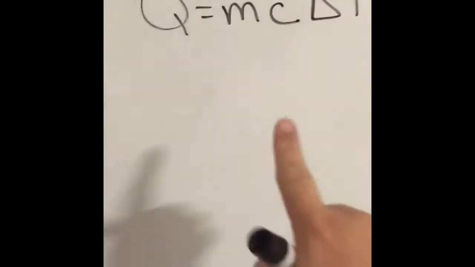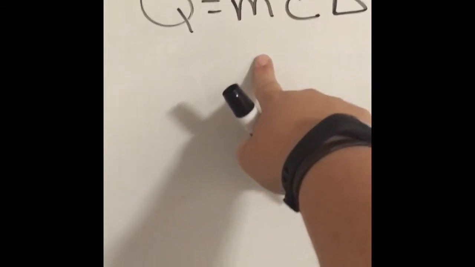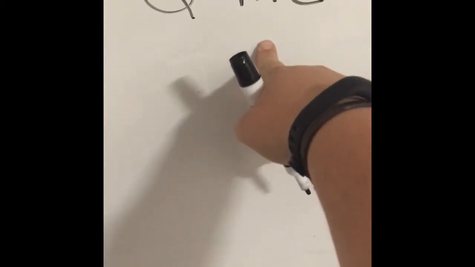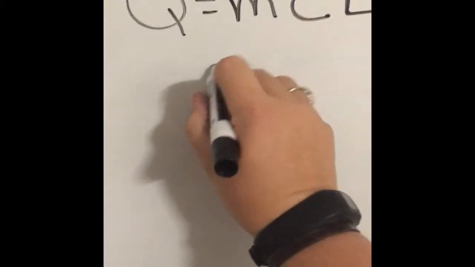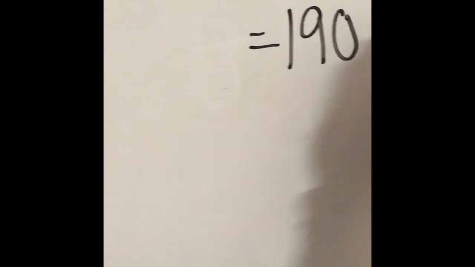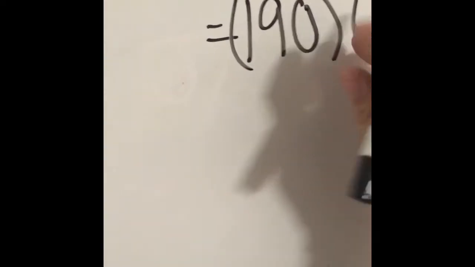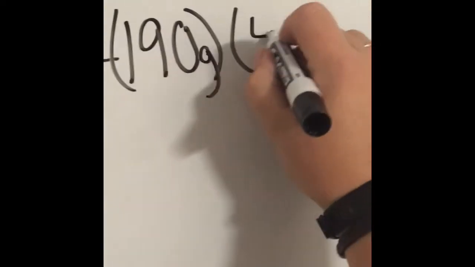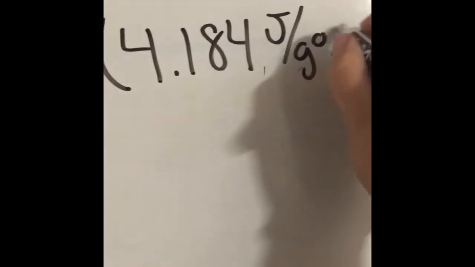Okay, so the first calculation is Q equals MC delta T. And your M is going to come from the total volume of your water. So let's say that you had, let's just say 190. Let's say that's what you measured out. C is still 4.184 joules per gram degree Celsius.